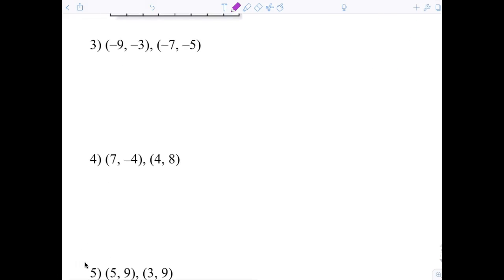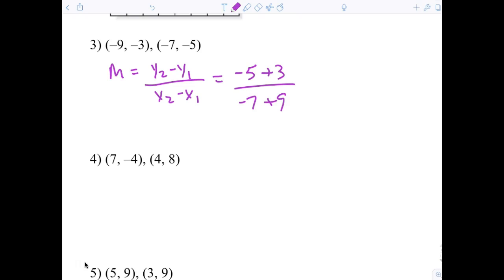Skipping 2, going to number 3. Now, m equals y2 minus y1 over x2 minus x1. So here we go. Negative 5 plus 3 over negative 7 plus 9. Negative 2 over 2, negative 1. Now remember what I try to tell you. It's not writing down my answer. That's not what you're doing. You're checking your answer.